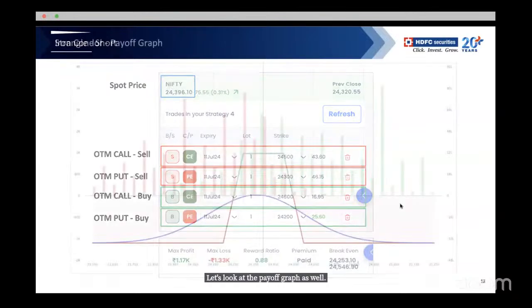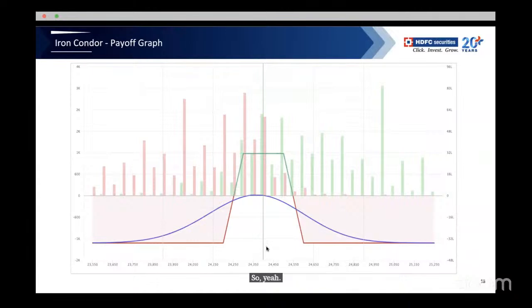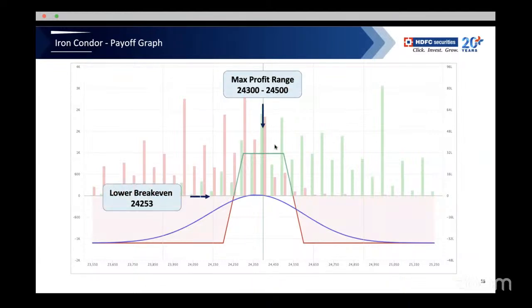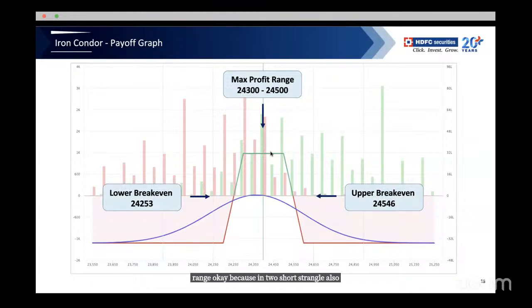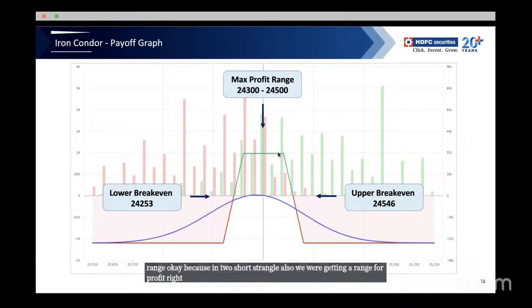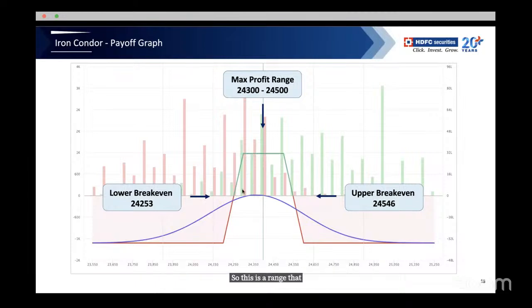So now look at this. This is a range. Because in a short strangle also we were getting a range for profit, right? So this is the range that we are getting, from 24,253 to 24,546. If Nifty remains in this zone, this strategy will make profit.